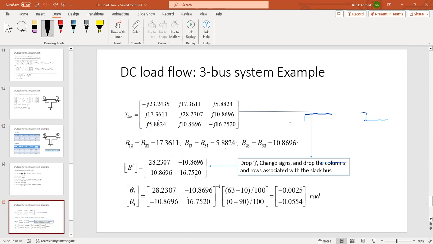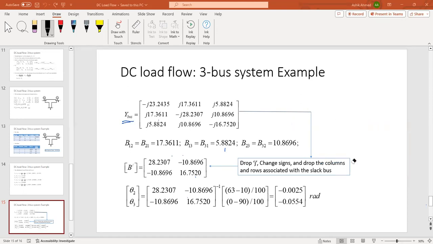So you can cross check your entries with the B matrix. Here I have adopted a different approach, one that starts with the formulation of Y bus. You can also follow the step here, no problem. I just demonstrated another method directly using the line data.